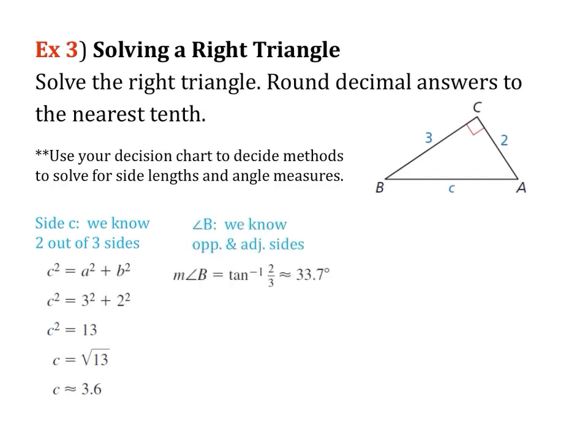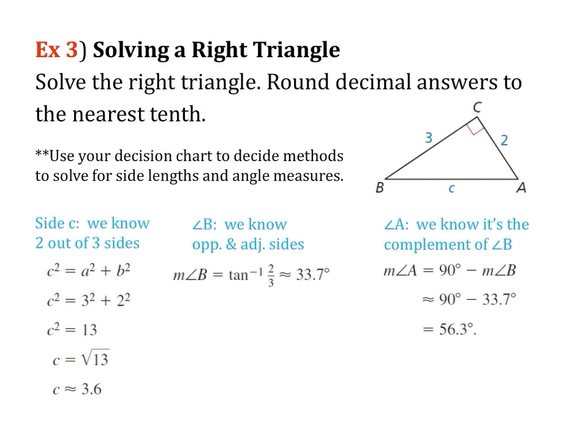Next, let's look at angle B. We know that the opposite and adjacent sides are given, so that means I can use tangent inverse to help me figure out the measure of angle B. So I type that in the calculator and I get 33.7.